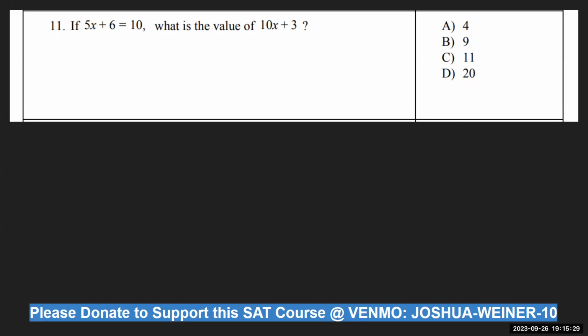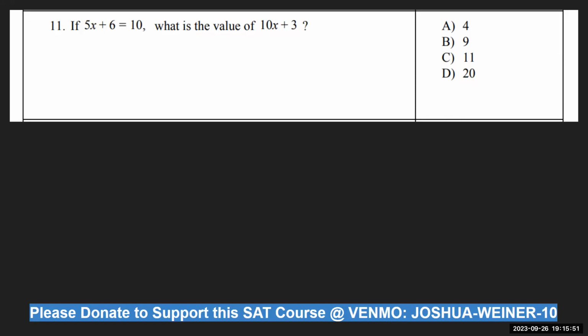Okay, so first I wrote down the question as the given statement. Then I subtracted 6 from both sides, so I got 5x equals 4. Then I just divided and I got x equals 4 over 5. Very good. And then what do you do next?